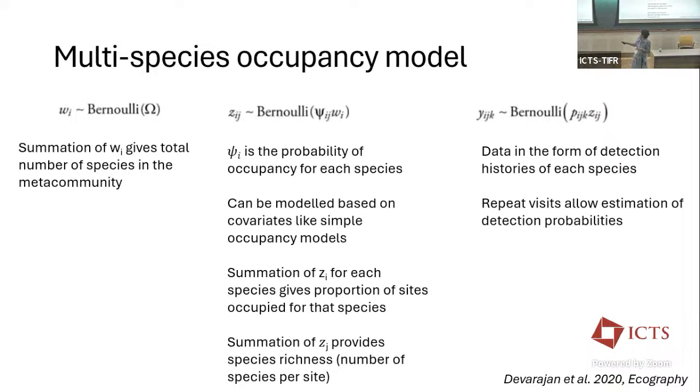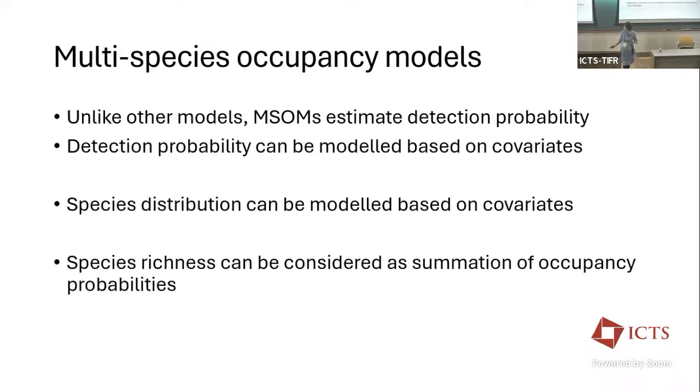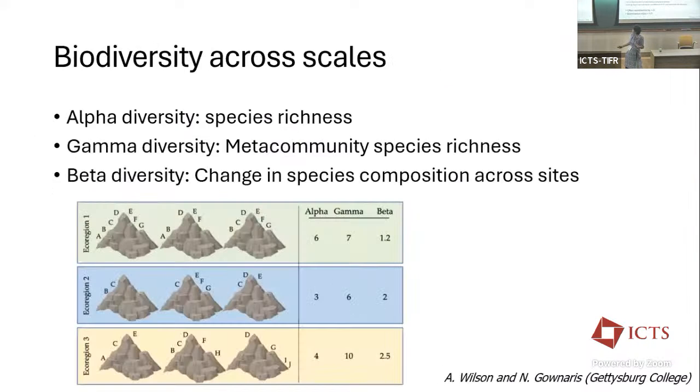Then you look at whether the species is there, the highest level, right? Whether the species is there in your meta-community or not. The summation of that gives you the total number of species in your meta-community across all of your different sites. You may have heard some of these terms. Alpha diversity, species richness, is that summation of Z_i, the total number of species in a site. Gamma diversity is meta-community species richness, the total number of species across all of your sites. And your beta diversity is how that changes from site to site.